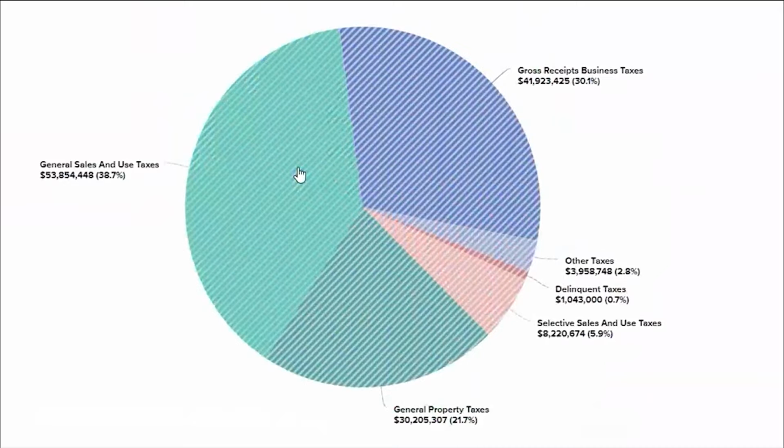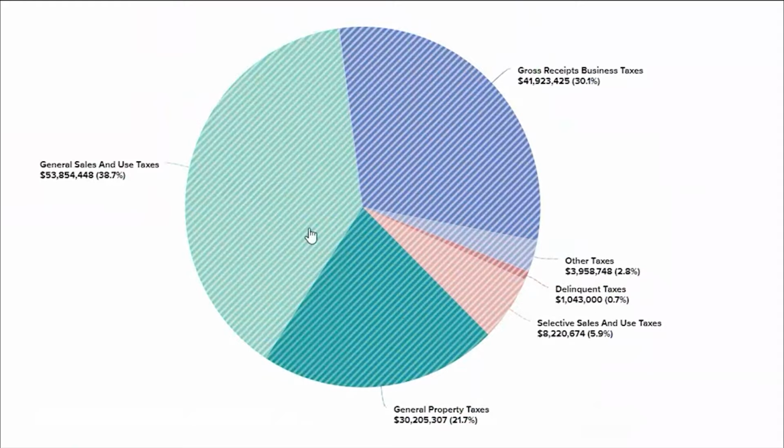For the City General Fund in 2022, 38.7% of tax revenue comes from general sales and use taxes, 30.1% from gross receipts business taxes, 2.8% from other taxes, 0.7% from delinquent taxes, 5.9% from selective sales and use taxes, and 21.7% from general property taxes.